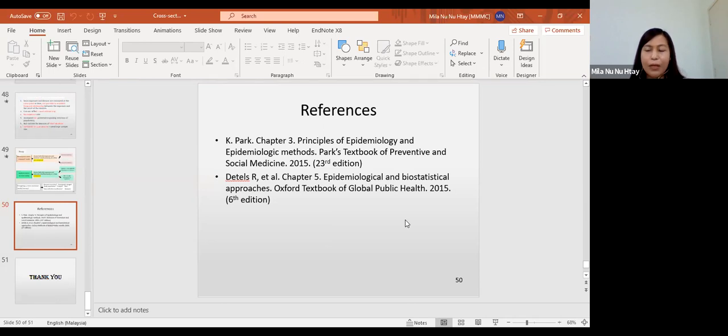But basically, how do we reduce the selection bias? We use the random sampling method, the probability sampling method, to reduce the selection bias. I hope I answered the question.